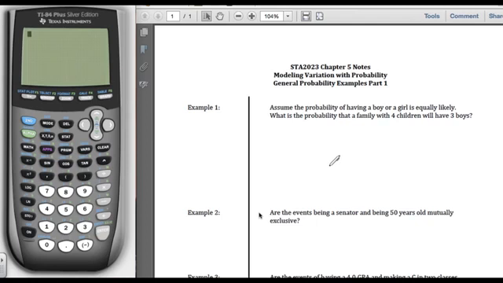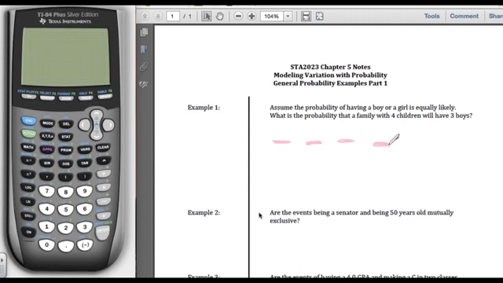There are several ways to go about this problem. One way is to start with the total. I could write out the sample space. I could write all the possibilities for a family having 4 kids. However, I'm going to use a little bit of math to figure out my total.